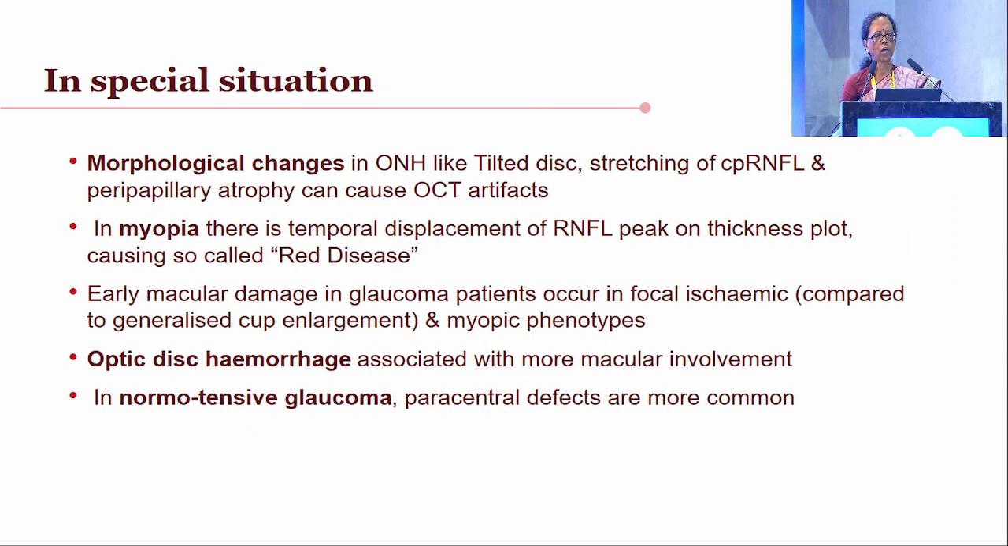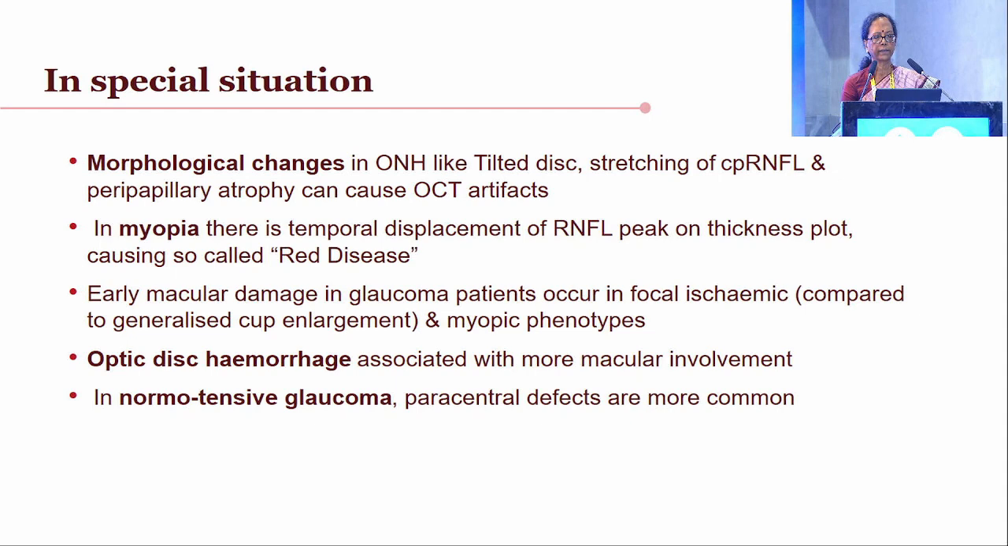Morphological changes in the optic nerve, like a tilted disc, stretching of the circumpapillary retinal nerve fiber layer, and peripapillary atrophy can cause OCT artifacts if we do only RNFL thickness. But the ganglion cell layer is less affected by those things. In myopia, there is stretching of the retinal nerve fiber layer and temporal displacement of the retinal nerve fiber layer peak, which causes artificial thinning of that area and causes red disease, which can be avoided if we do the retinal ganglion cell analysis, particularly in myopic patients.